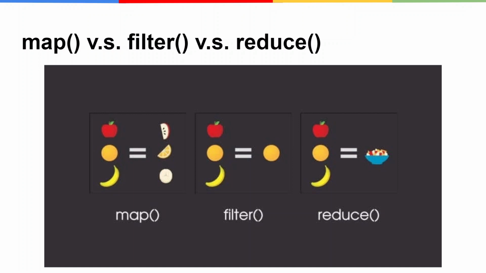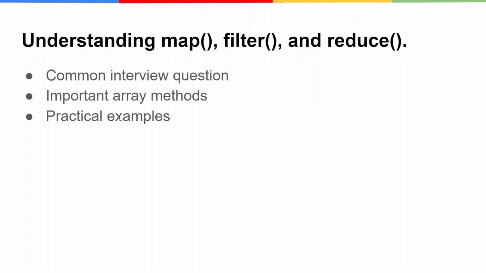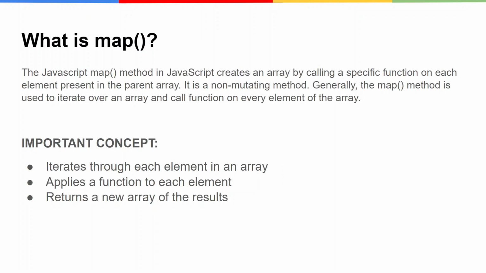So let's get started. This is the agenda of today's video, you can see right over here. First, let's try to understand what a map function is. The JavaScript map method creates an array by calling a specific function on each element present in the parent array. The map method is used to iterate over an array and call a function on every element of the array.